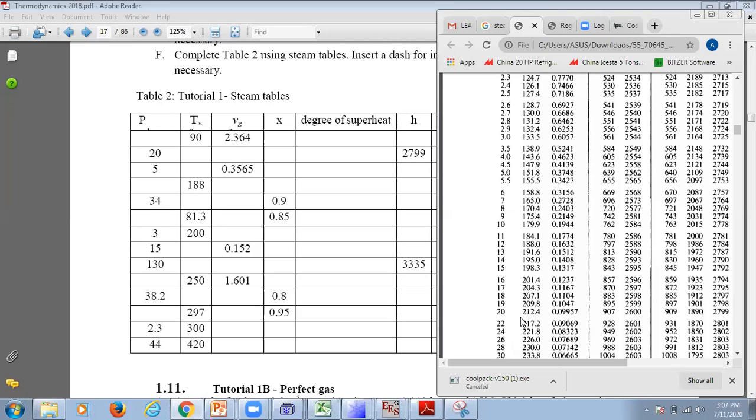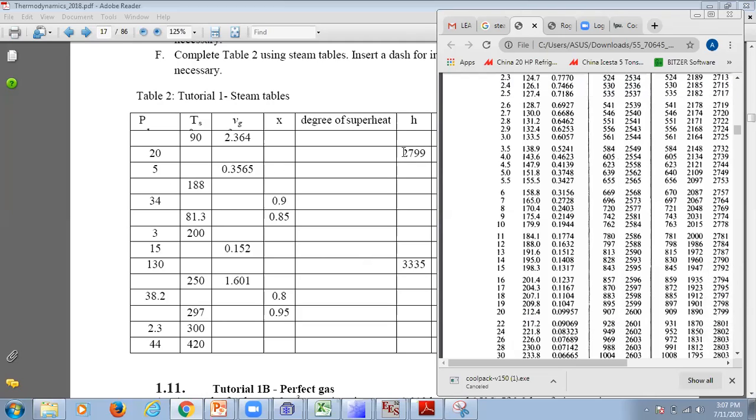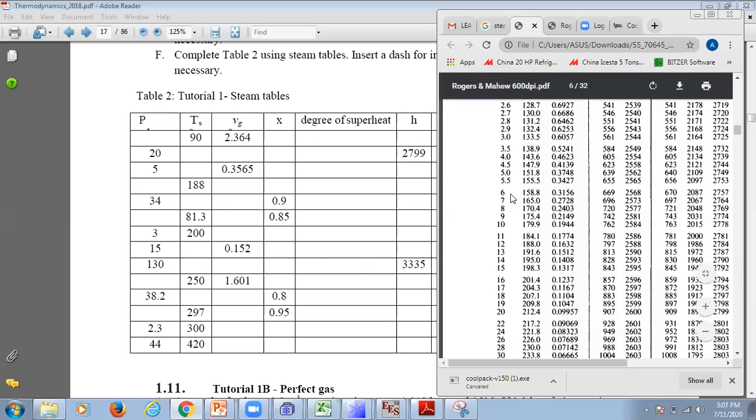H is 2799. So here you can see H is 2798. This is the Hg value. So this is something like saturated gas. So this pressure is 2799. You have to look into the table and the data. You carefully review this. You have to simply check this.